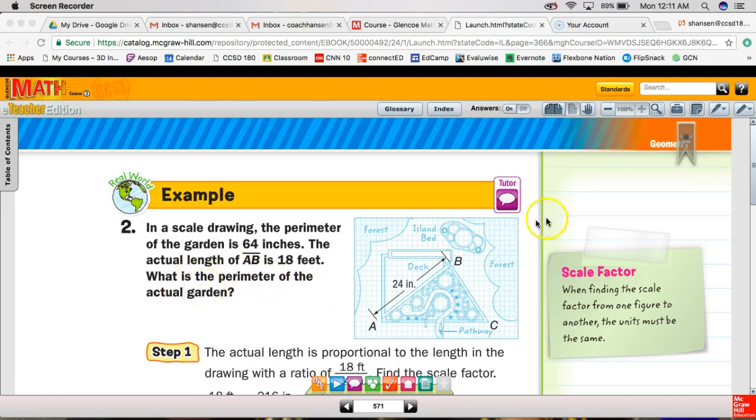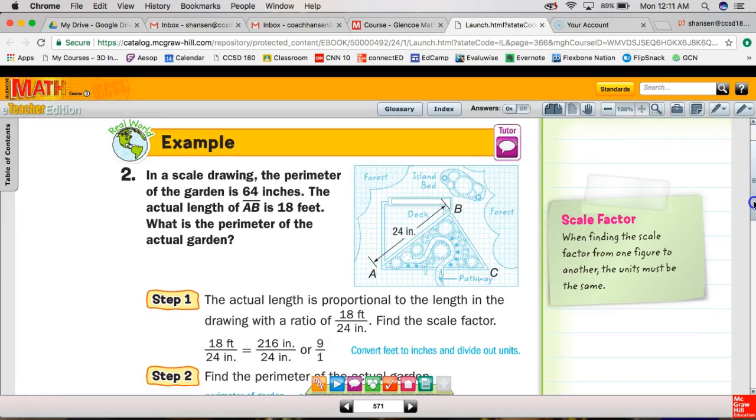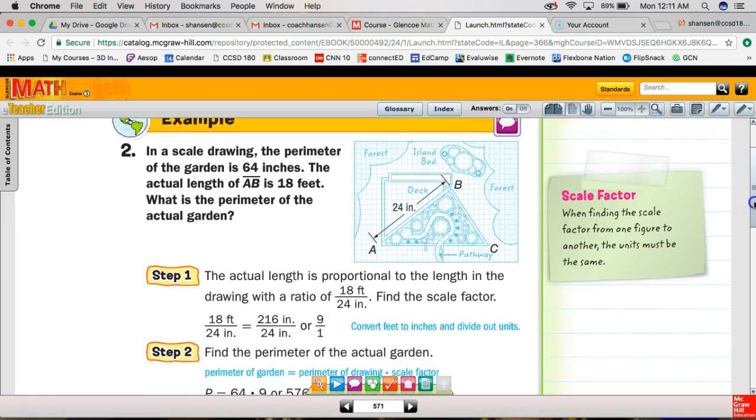Okay, so it's giving me steps on this page to walk through how to do this. Now, if you looked closely, you saw that the actual distance is 18 feet. Let me highlight that for you because this is where it's going to start to get a little bit fishy. So 18 feet versus the side length on the blueprint is in inches.